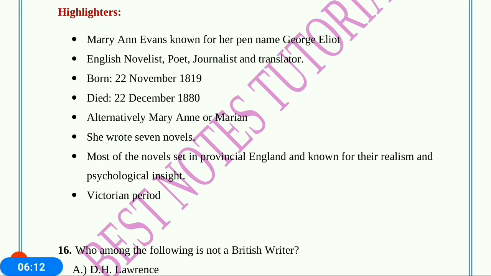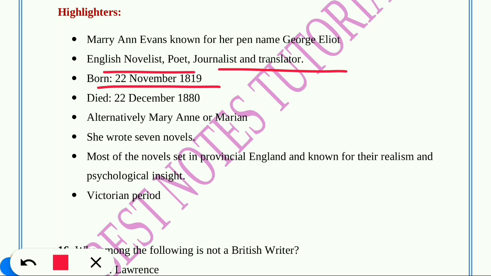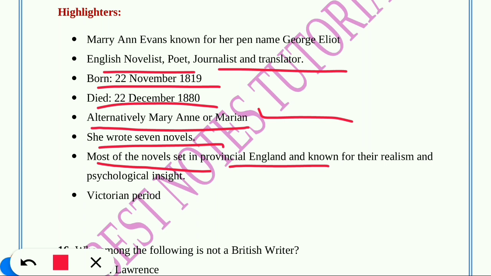Mary Ann Evans, known by her pen name George Eliot, was an English novelist, poet, journalist, and translator. She was born on 22nd November 1819 and died on 12th December 1880. Her nickname was Mary Ann or Marianne. She wrote 7 novels, most of them set in provincial England and known for their realism and psychological insight. She wrote in the Victorian age.